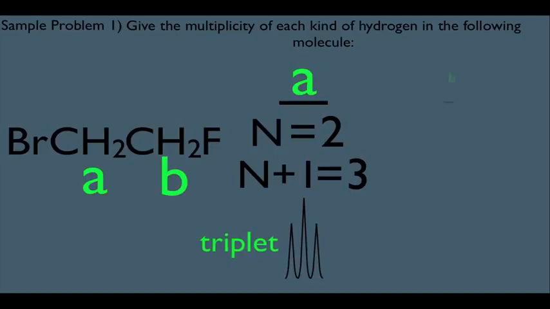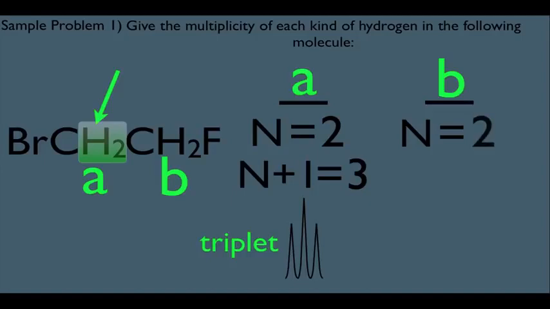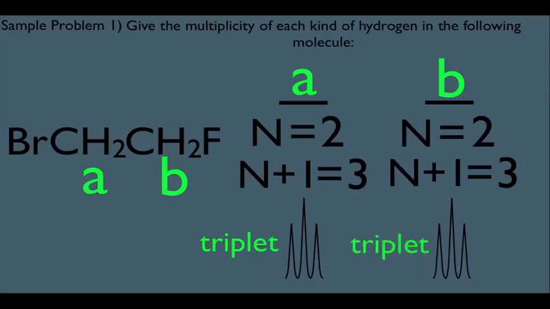Let's now do the same thing for the B hydrogens here. What is their N value? Well, here they are. These are the B hydrogens. Their neighbors are these hydrogens right here, the A hydrogens. How many are there? There happen to be 2. So B also has an N equals 2 value, which means again, N plus 1 is also going to equal 3 here, which means even the B hydrogens are going to be split up into a triplet. We want to get to a point where we can do this all mentally in our head and very quickly. All it takes is a little practice.